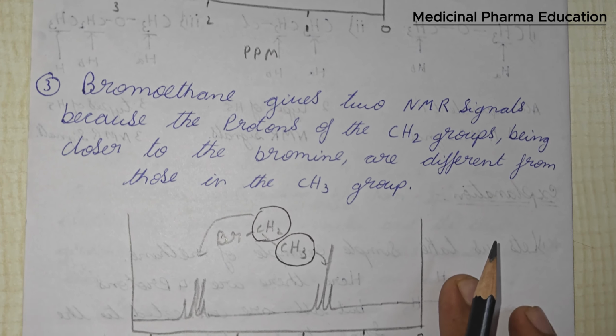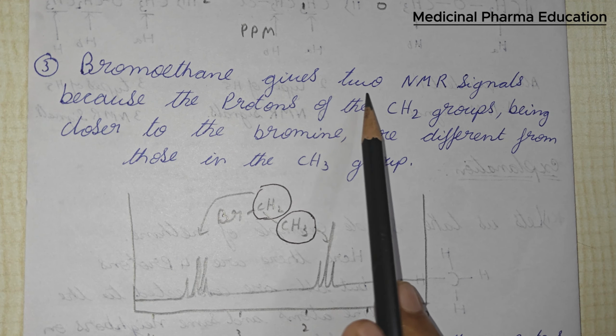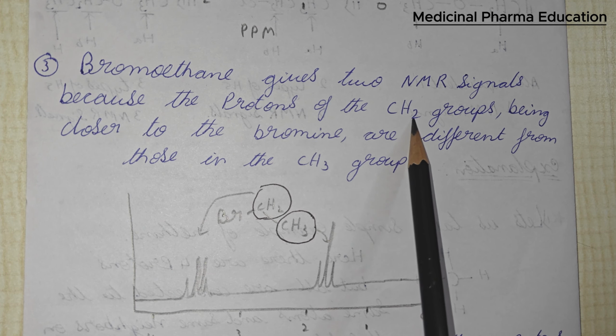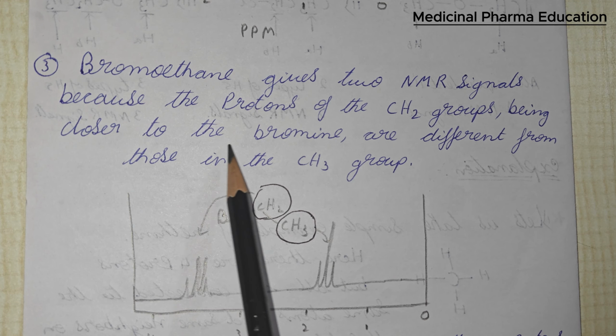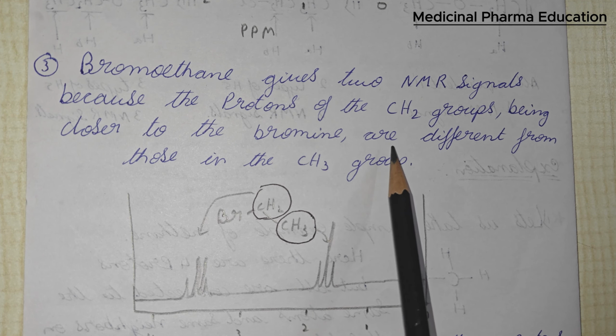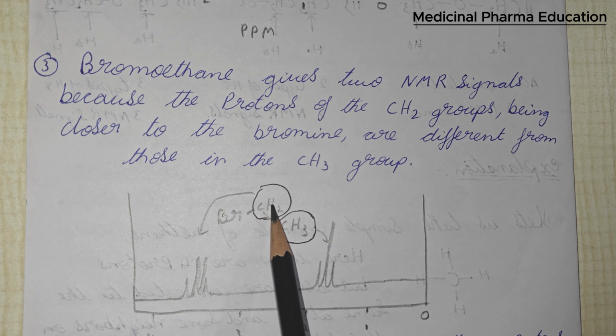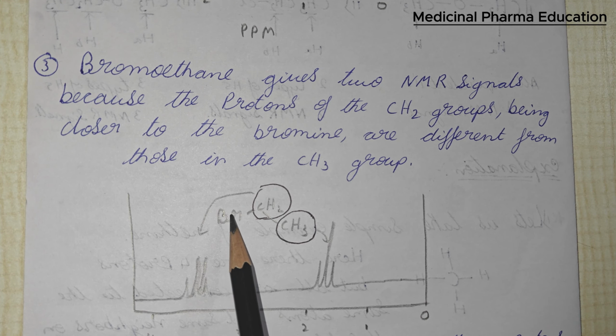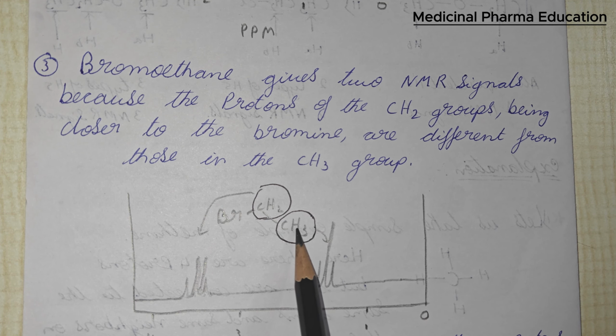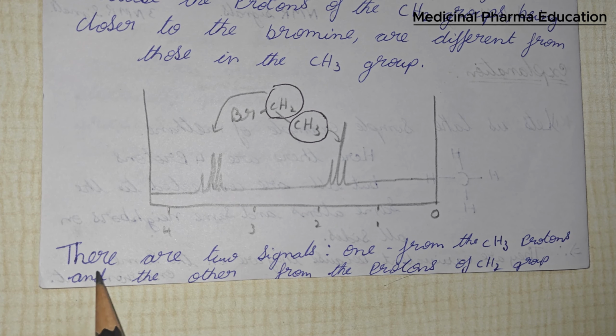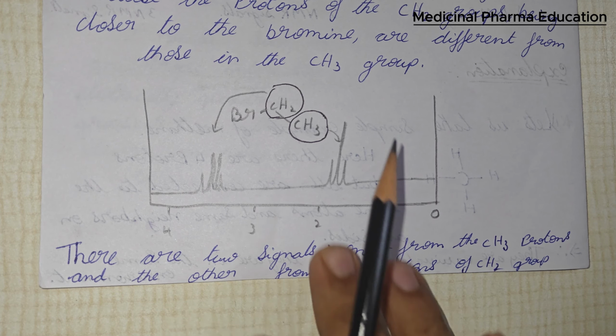We'll take another different example. See, bromoethane gives 2 NMR signals because the protons of the CH2 group, being closer to the bromine, are different from those of CH3. See, these protons are different from these protons because these protons are closer to the bromo, meaning bromine. These are far, so there are 2 NMR signals. There are 2 signals, one from the CH3 protons and the other from the protons of CH2. We will understand by the examples, and you will understand the concept.